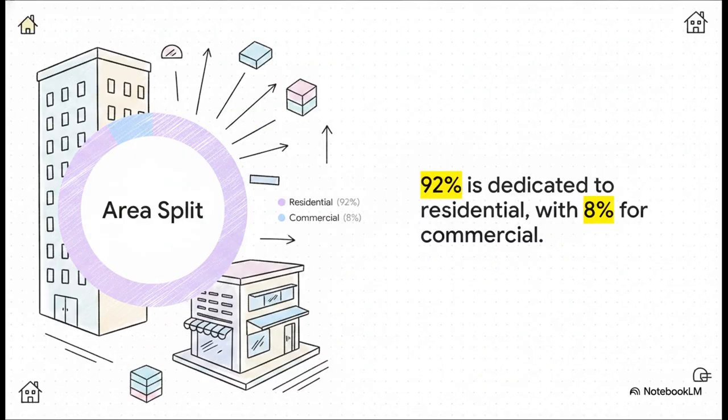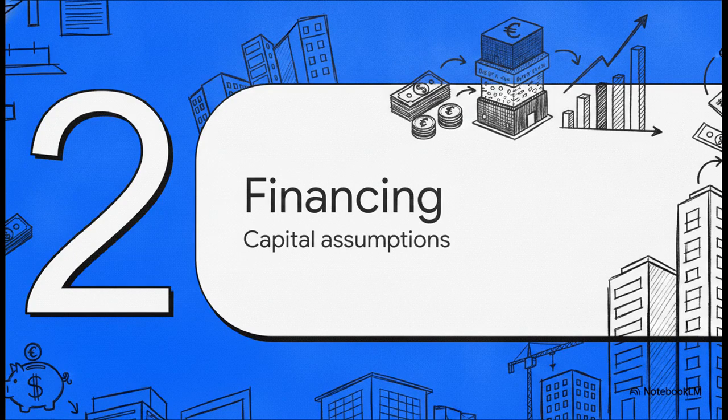Now, on those 30 acres, we're applying a built-up factor, essentially our density multiplier of 2.47, which projects out to a massive 3.2 million square feet of built-up area. The strategy for this footprint is overwhelmingly focused on housing. We've got 92% of the project dedicated strictly to residential use, leaving a highly strategic 8% carved out for commercial space.